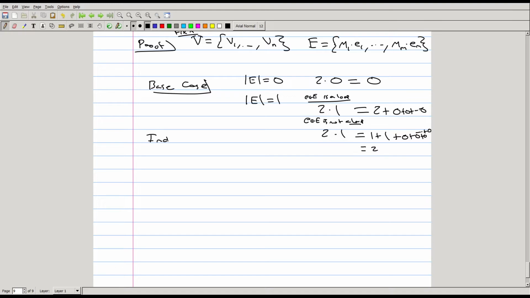So the inductive hypothesis is going to be that there exists an M in the natural numbers such that the size of edges in our graph is M, and 2 times M is equal to the sum for all V in the vertex set of the degree of every vertex.